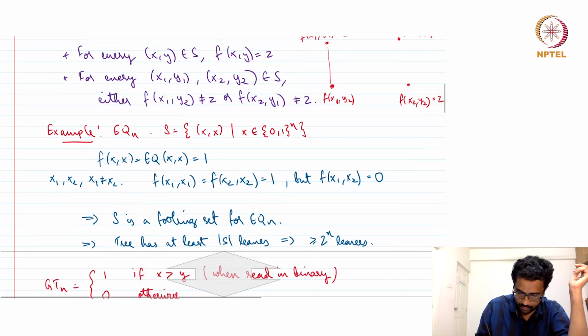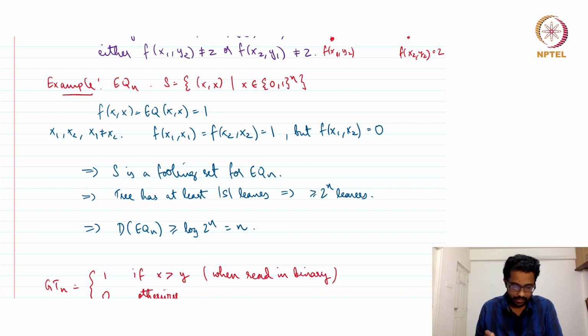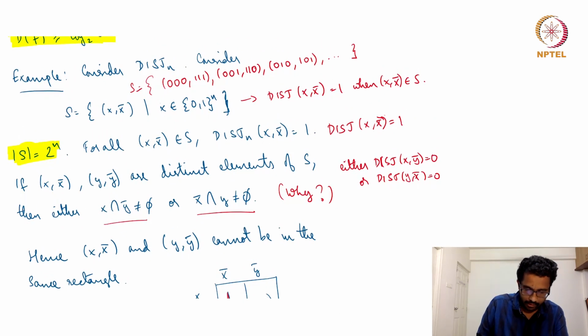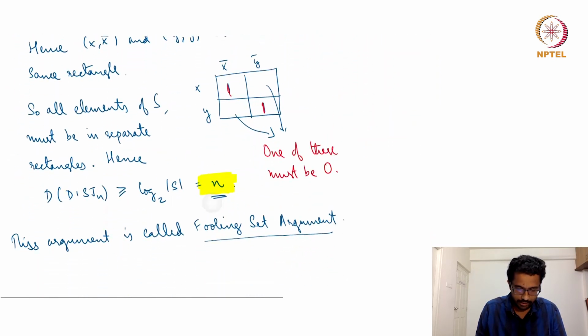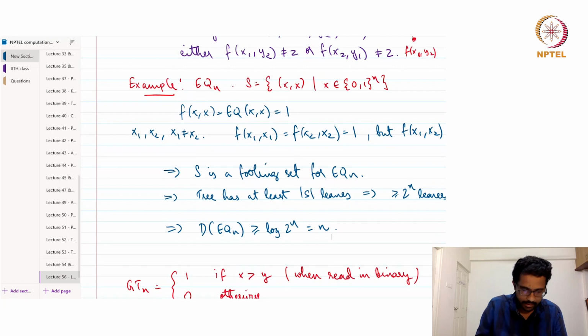And this means that since it has 2 power n many leaves, D of equality, we have already seen a proof for this, is at least log of 2 power n, which is equal to n, right? So this is the deterministic complexity of equality. And if you recall, in the last lecture we made a similar argument for disjointness. We said that you consider S, that is a set x complement, then the cross elements may not be disjoint. So there should be at least S many leaves of the tree, so the lower bound on the communication complexity is at least log S, which was again n. So same argument we are making here, just that the fooling set is different.